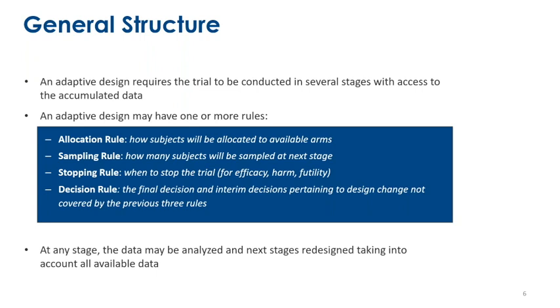And the decision rule, the decision rules on the conduct of the trial that's not covered by any of the other 3 items could be modified. But again, the modifications need to be pre-planned. So at any stage, the data may be analyzed, and then the next stage is redesigned, taking into account all the available data, but redesigned based on pre-planned guidances.